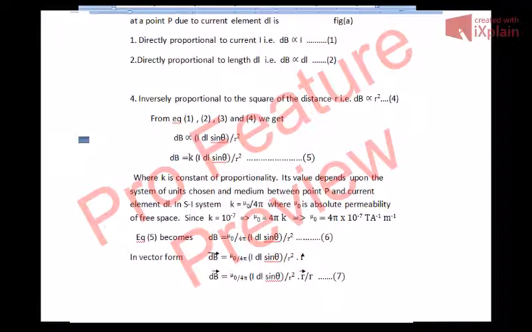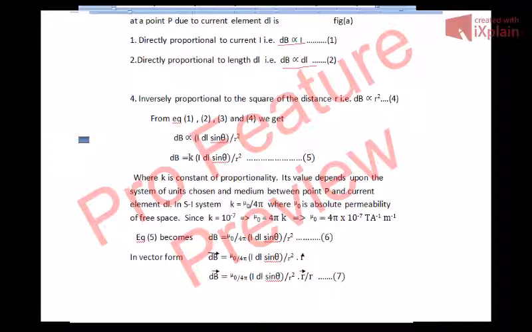at a point P due to current element dl is, number one, directly proportional to the current. It has been experimentally observed that greater the current, greater will be the magnetic field due to dl. If the current is weak, then this magnetic field can also be weak. So magnetic field dB is directly proportional to the current. Greater the current, greater will be the magnetic field, and vice versa.